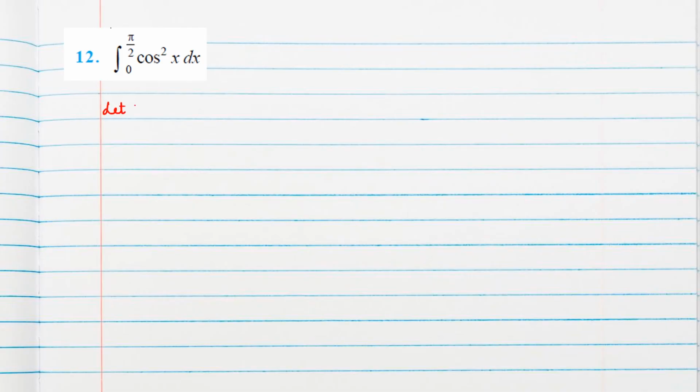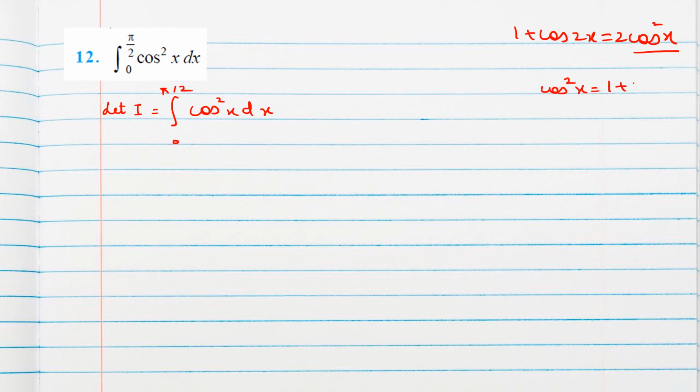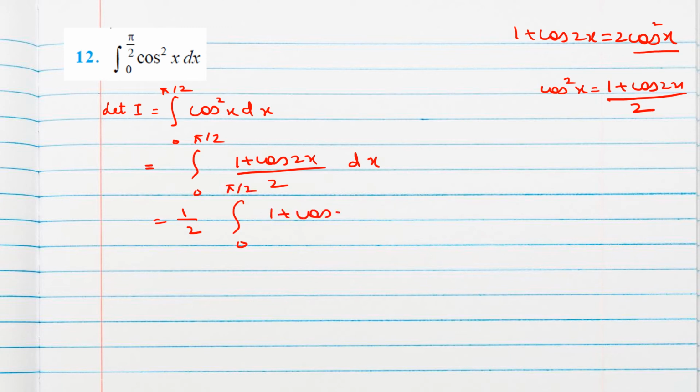Let the integral be I. Now we know here 1 plus cos 2x formula will give 2 cos square x. Whenever a power comes, try to find the formula in terms of x, 2x, 3x. So cos square x we can write as 1 plus cos 2x by 2. So it will be 0 to pi by 2, 1 plus cos 2x by 2 dx. This 1 by 2 we can take outside. So 0 to pi by 2, 1 plus cos 2x dx.